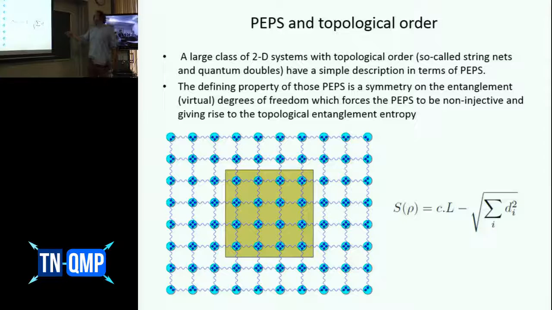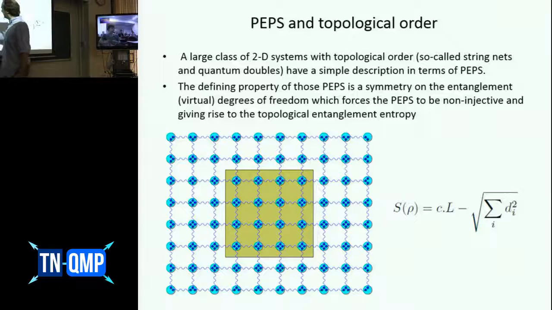And this minus the constant exactly tells you that this block is not injective. Namely, the mapping from the physical to the virtual level, these links that are sticking out, is not injective. The rank is not equal to the dimension of the space on the outside, but the dimension minus something else. So this will turn out to be the crucial ingredient to understand topological order in PEPS, namely that you need some symmetries. Topological order will be characterized by some symmetries of your entanglement degrees of freedom.